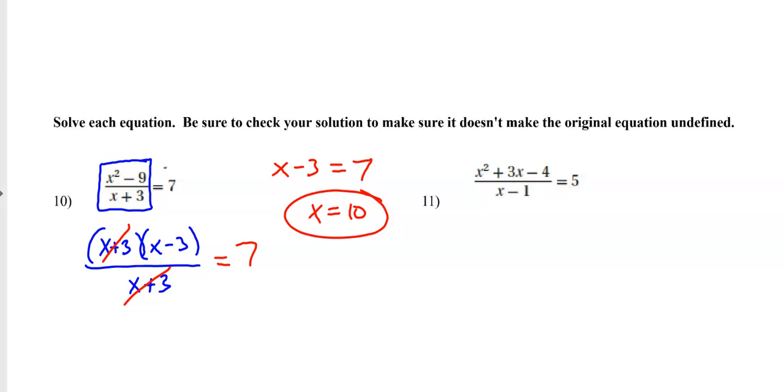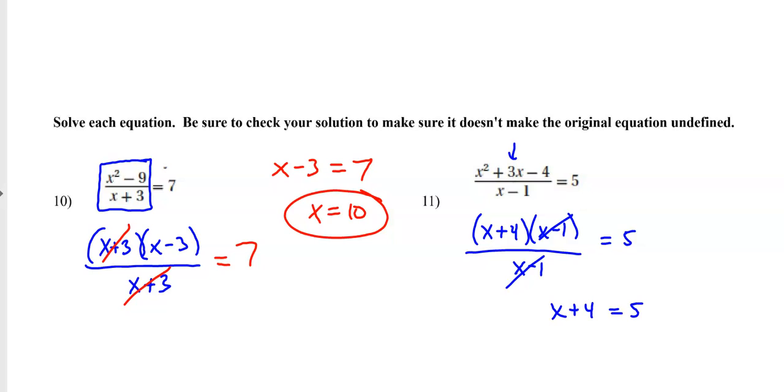Try the same thing over here. So on the top, I'm going to factor this first. I think that's a plus 4 and a minus 1. X plus 4, x minus 1, all over x minus 1 equals 5. Cancel, cancel. So I just have x plus 4 equals 5, which gives me x equals 1.